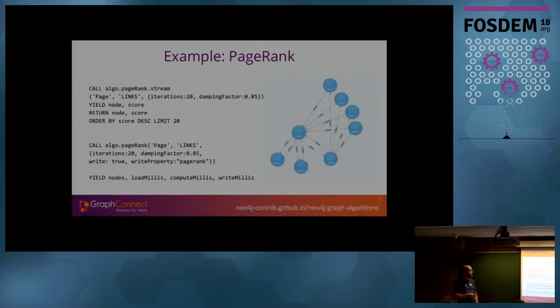So we can just run PageRank on DBpedia, stream the results, pass in label and relationship type, and then return just the top 20 nodes from DBpedia.